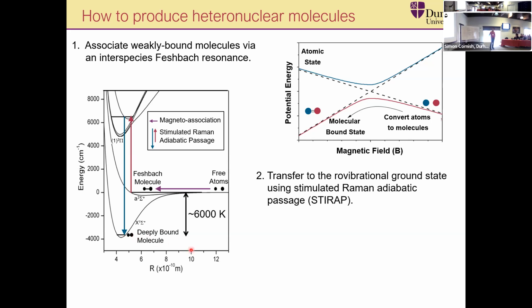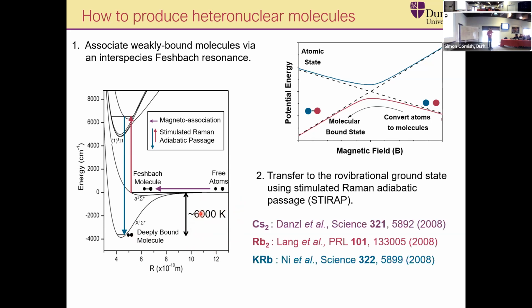And this process removes, again, this energy scale problem. It removes the 6,000 Kelvin binding energy in forming this molecule. This really came to the forefront in 2008, with these wonderful experiments in both Innsbruck and Jülich, where they first demonstrated this in some homonuclear systems, but also the wonderful KRb experiments.